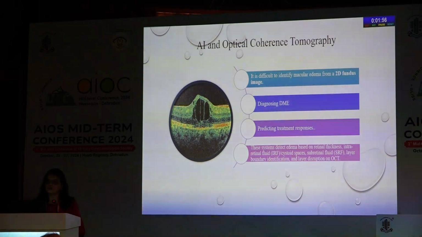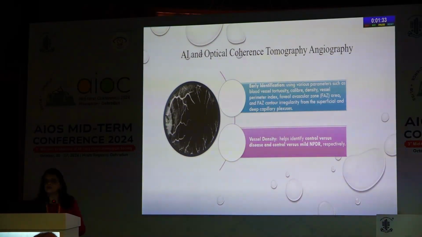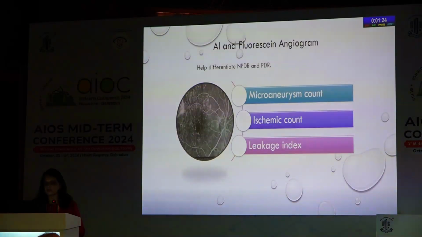And so OCT also. OCT pictures are also fed like the fundus images. It helps in diagnosing DME and predicting the treatment responses. And we know the various layers. OCT will tell you what the cystoid space is, whether SRF is there or not, and what the stage is. Again, we can also see morphologically what OCT is telling us by this AI. AI and OCT angiography similarly will help early identification. We can have an ischemic index. We can have vessel density significance visualized by these AIs.